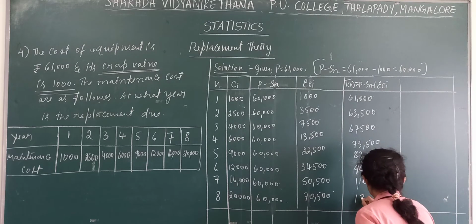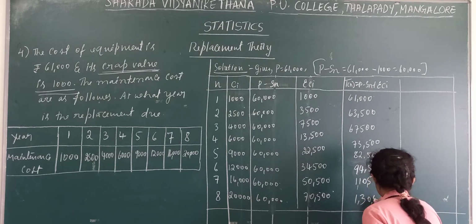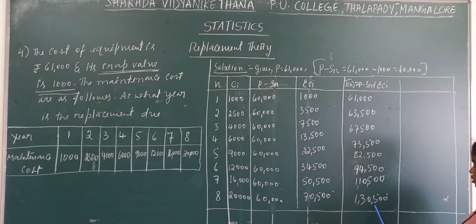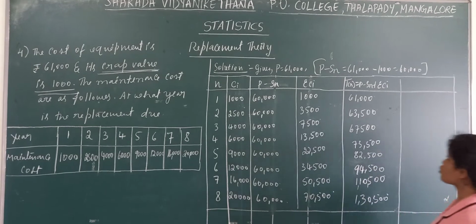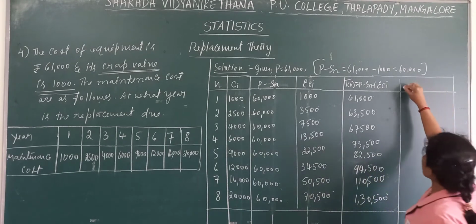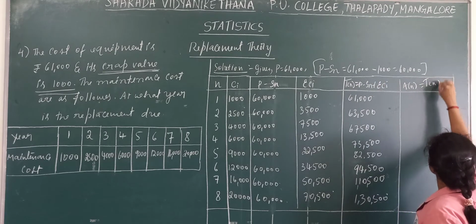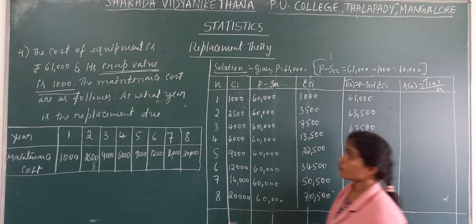That is, we get 1,30,500. Here 1,10,500. Then the last column, that is annual average cost. Their total cost divided by number of years.